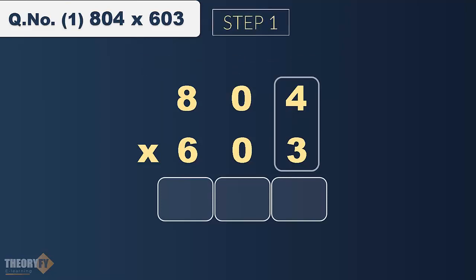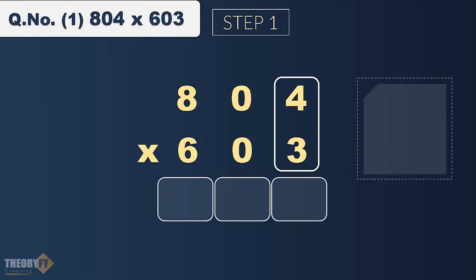So step number 1 is the rightmost digits of both the numbers, in this case which are 4 and 3. What we do, we multiply these digits. So 4 into 3 is 12, and that is our first part of the answer. First part is done. Now we move to the next part.